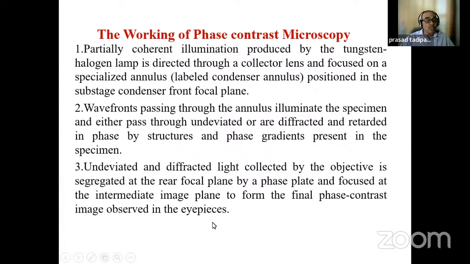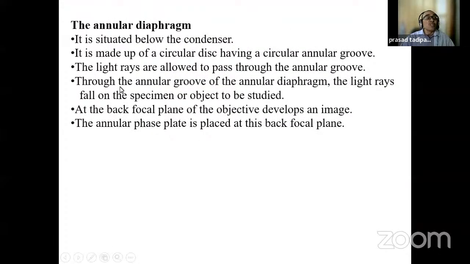That image you can observe through the eyepiece. Okay. So we will go through the different parts of this phase contrast microscope. What is an annular diaphragm? It is situated below the condenser. Below the condenser, we keep this annular diaphragm, which is made of a circular disc having a circular annular groove, and the light rays are allowed to pass through the annular groove.